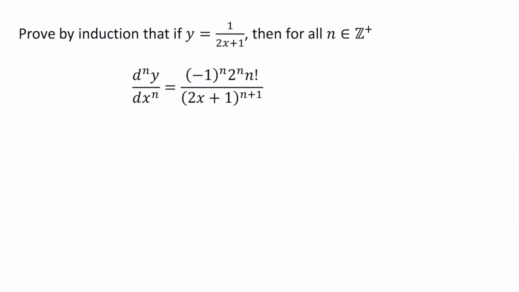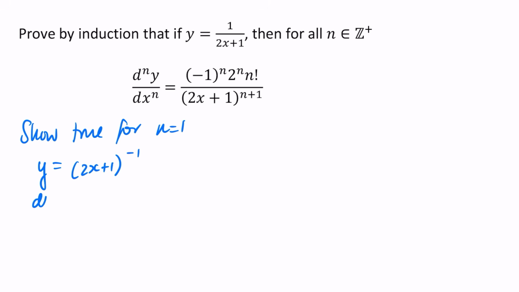Okay, we are going to have to show that it's true for n equals 1. Show true for n equals 1. So, if y is 1 over 2x plus 1, that is 2x plus 1 to the minus 1. I'll do the long, old school method of differentiation, and then I'll use the formula that they've given us to check it afterwards. So I will pull the power down, I will reduce the power by 1, and I will multiply by the derivative of this, which is 2. So that is minus 2 over 2x plus 1 squared.